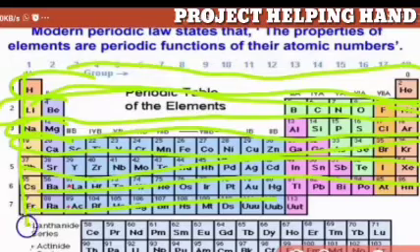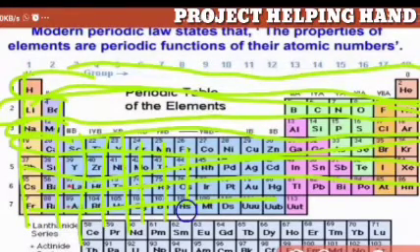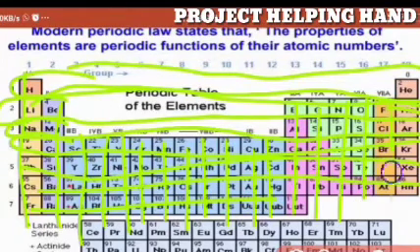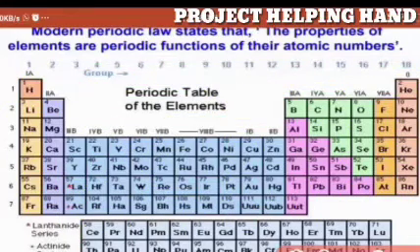And this one is a group. These which go down are called groups. They are all groups. Now, how many groups do we have? 1, 2, 3, 4, 5, 6, 7, 8, 9, 10, 11, 12, 13, 14, 15, 16, 17, 18.